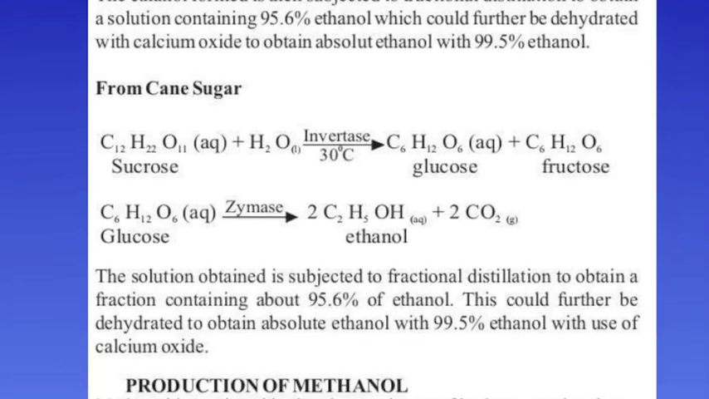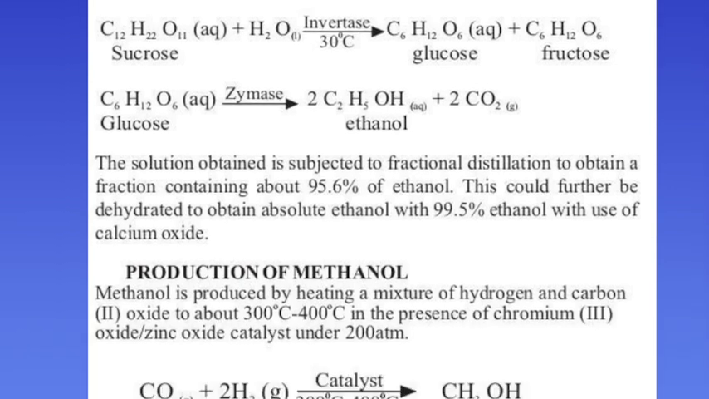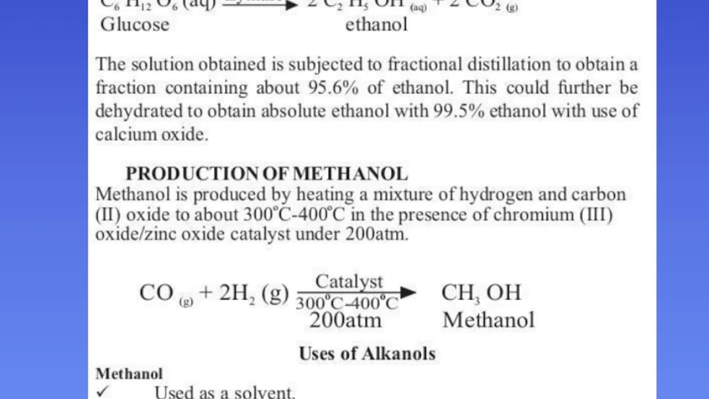So in the case of using your sugarcane, which consists majorly of sucrose, sucrose is broken down to give glucose plus fructose. Then the glucose is fermented by zymase to give ethanol. The solution obtained is subjected to fractional distillation to obtain a fraction containing 95.6% ethanol. This could further be dehydrated to give absolute ethanol. Absolute ethanol has a purity of 99.5% ethanol. And what is used for this dehydration process is calcium oxide.